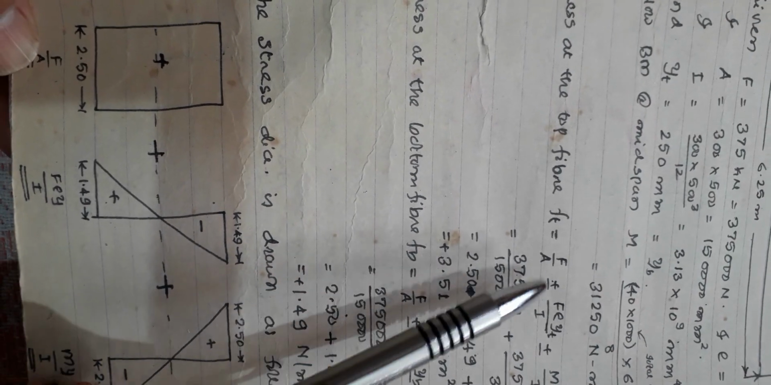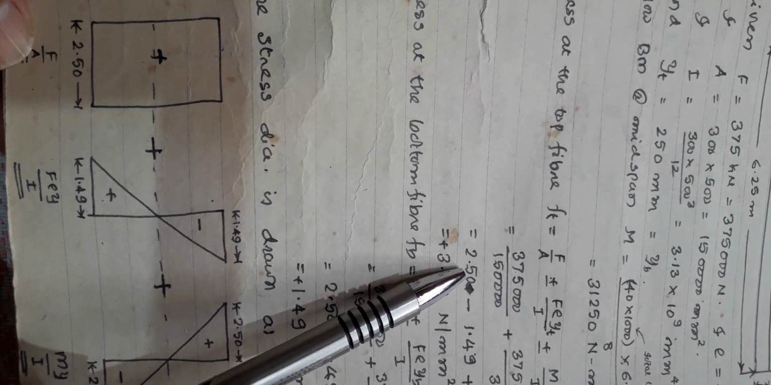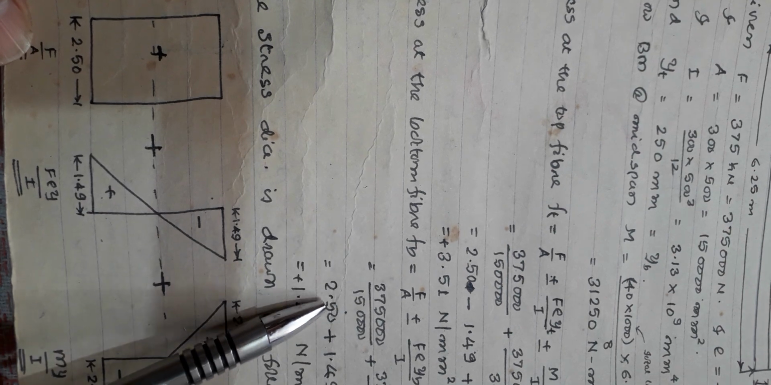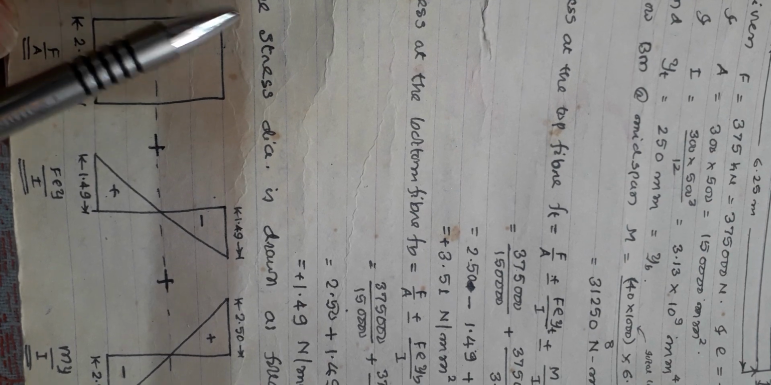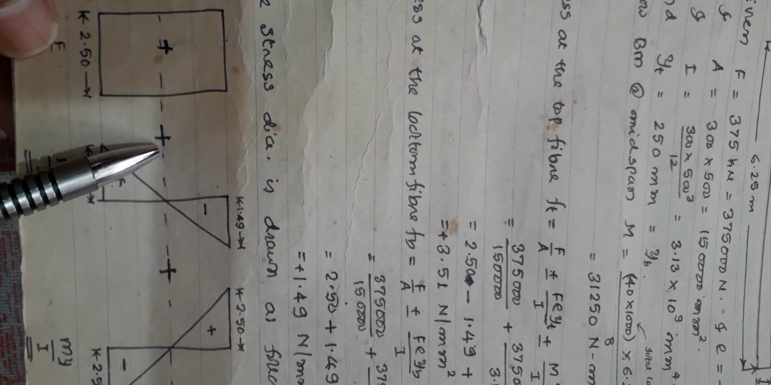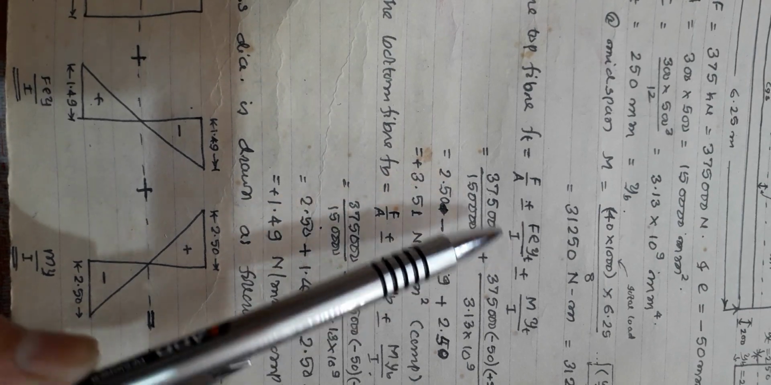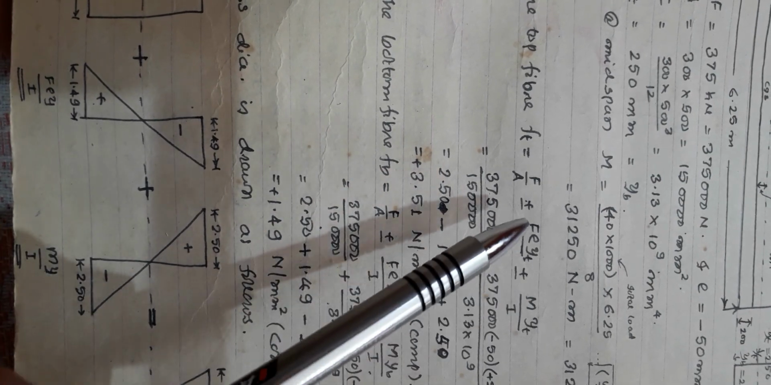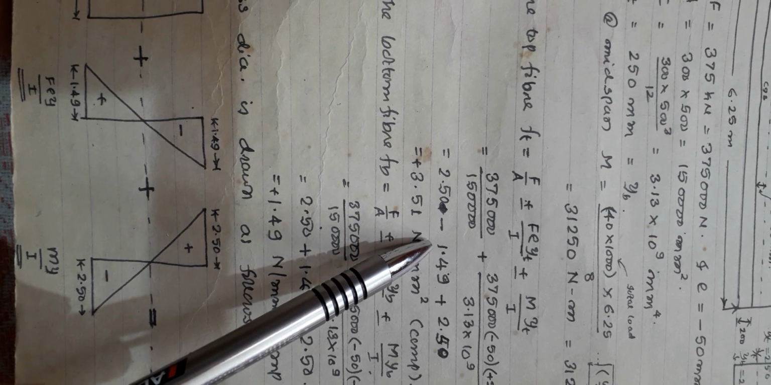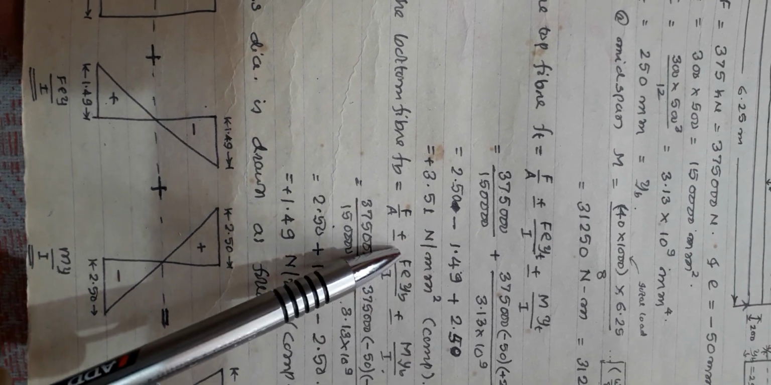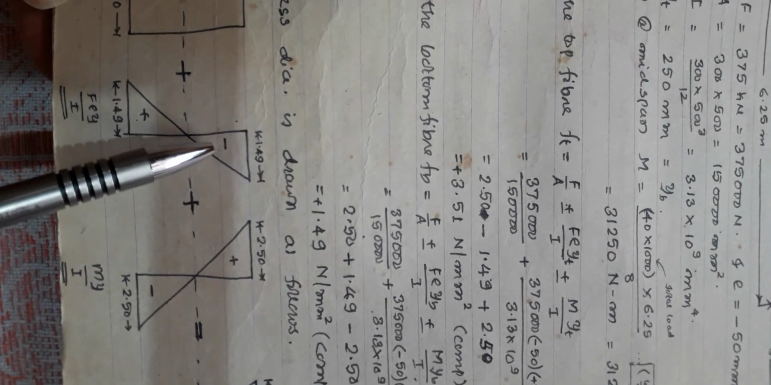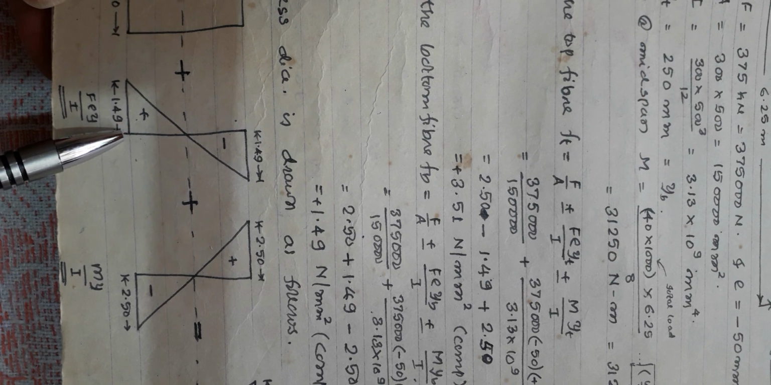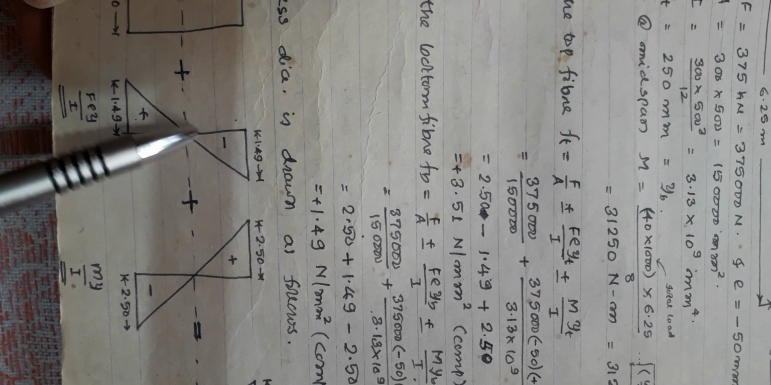Okay, see now top fiber stress, F by A term is 2.5, it is plus 2.5. Fb is also now plus 2.5. So here also it is now plus 2.5, here also it is 2.5. So I can draw this stress distribution diagram. Plus next term is Feyt by I and Feyb by I. Feyt by I term is minus 1.49 and Feyb by I term is plus 1.49. So here it is now minus 1.49 and here it is now plus 1.49. So you can draw the stress distribution diagram.